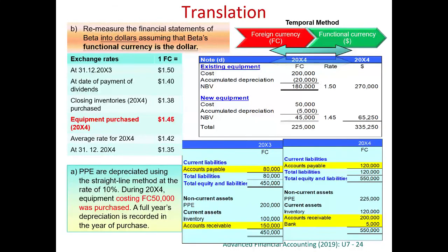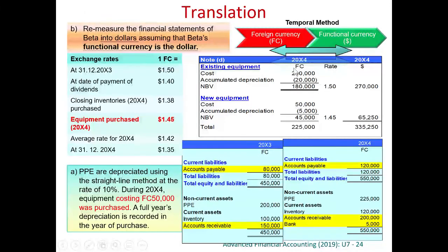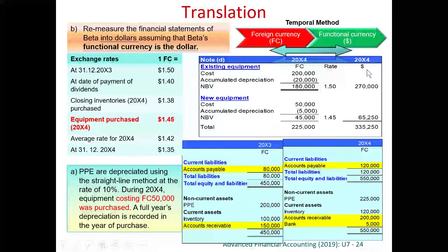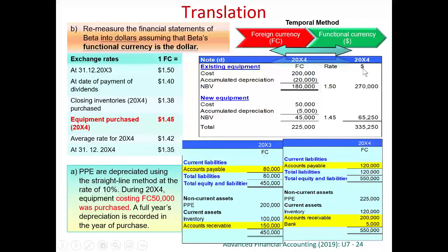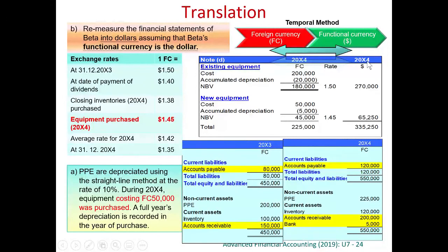Now we shall have the foreign currency translations using the temporal method. Why is it the temporal method? Because here we assume that Beta's functional currency is dollar. If Beta's functional currency is dollar, we have to record in dollar, so we must translate everything into dollar. But the financial statements we have now are presented in FC, therefore we must translate from this FC into the functional currency, which is the dollar. So translation from FC to dollar is a translation from foreign currency into the functional currency, because dollar is the functional currency of this foreign operation.